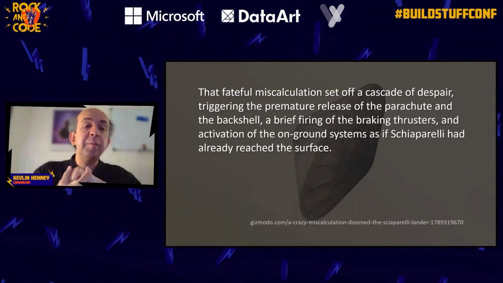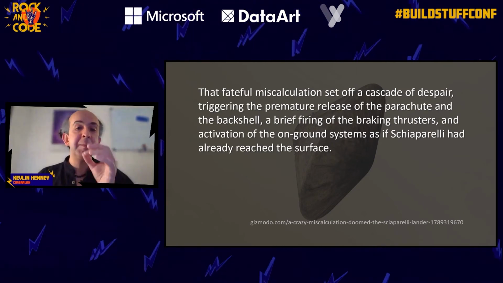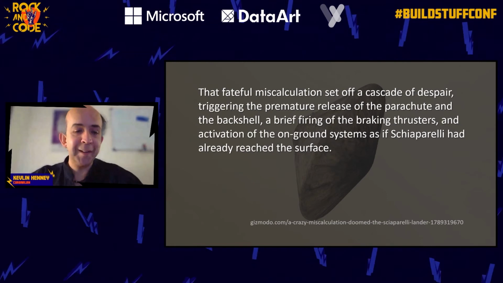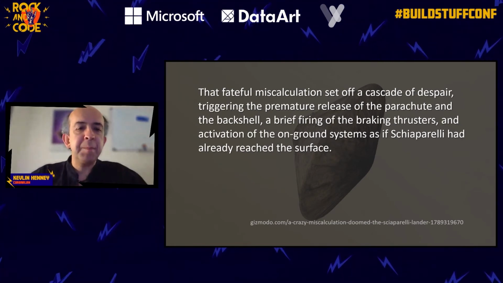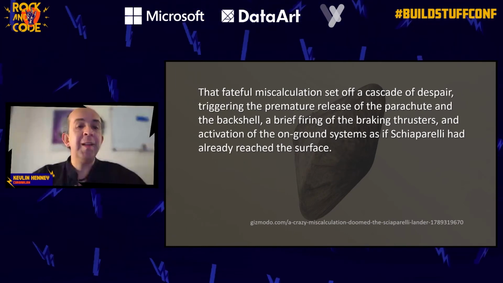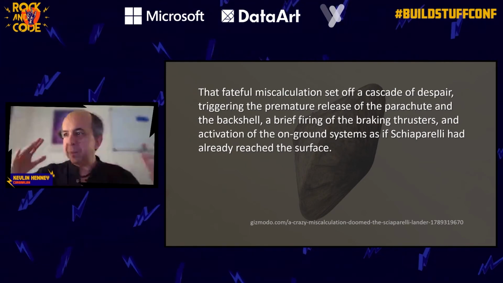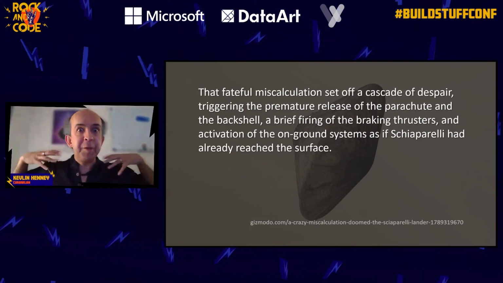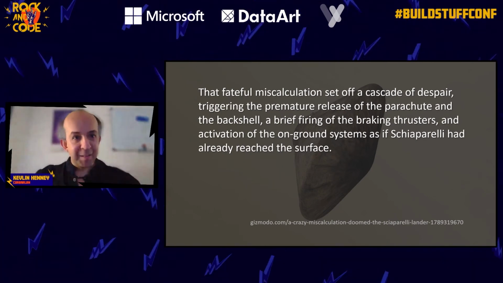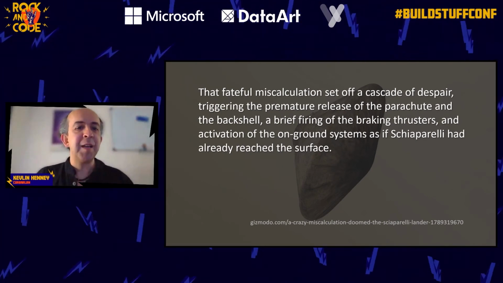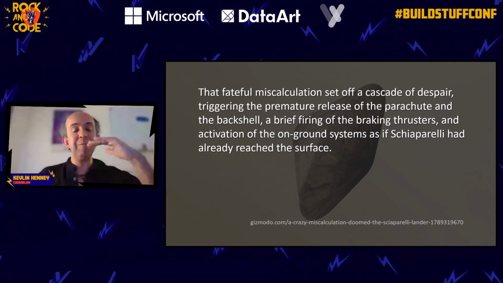So what happened is that this fateful miscalculation set off a cascade of despair. Again, terminology you might want to consider using in your own company. Cascade of despair, lovely piece of English. Triggering the premature release of the parachute and the back shell. In other words, Schiaparelli, as it descended, suddenly thought, oh my goodness, I'm already on the ground, but I'm fully dressed. So let's get rid of all the stuff that I use for landing. And brief firing of the braking thrusters and activation of the on-ground systems, as if Schiaparelli had already reached the surface.